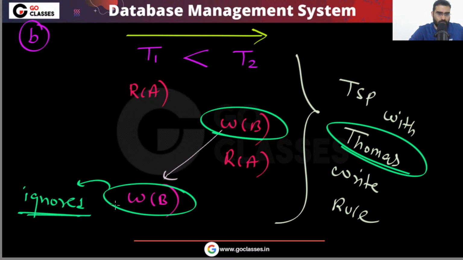This operation W(B) will be ignored, but the computation can go on. No transaction will roll back. We just ignore this operation and continue. So the transaction will not roll back in this situation.